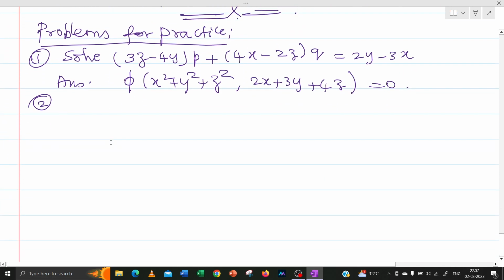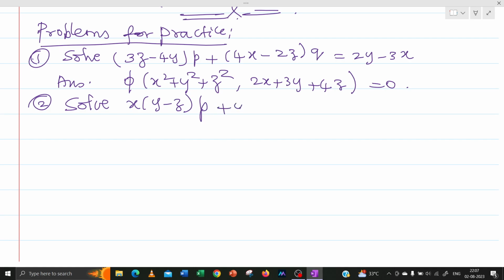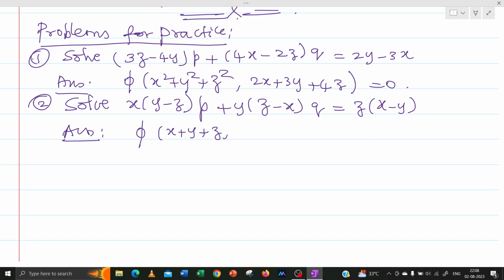Second problem is: solve x into (y minus z) p plus y into (z minus x) q equal to z into (x minus y). The answer for this problem is phi of (x plus y plus z, xyz) equal to 0. That is the second problem.